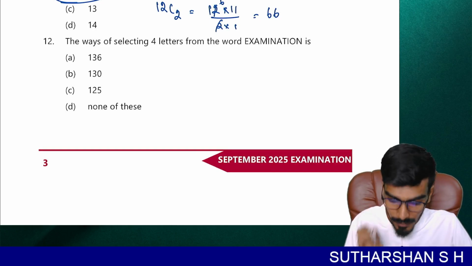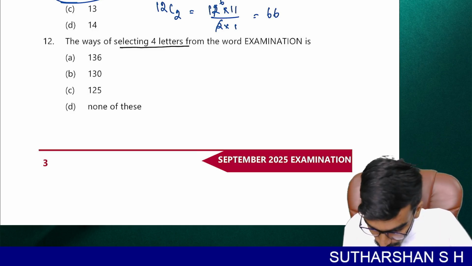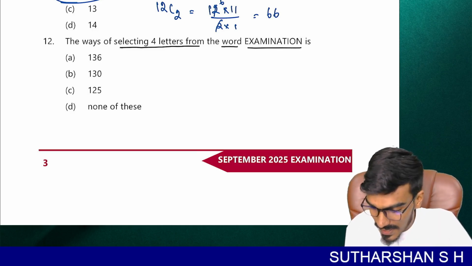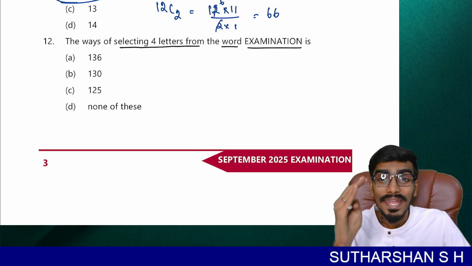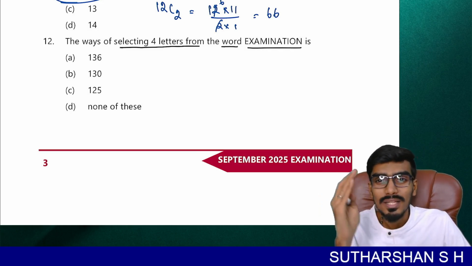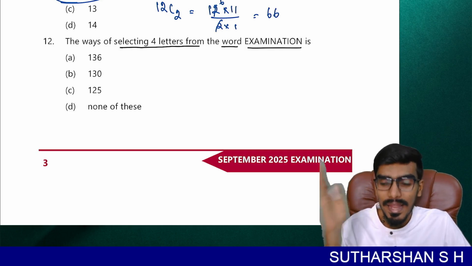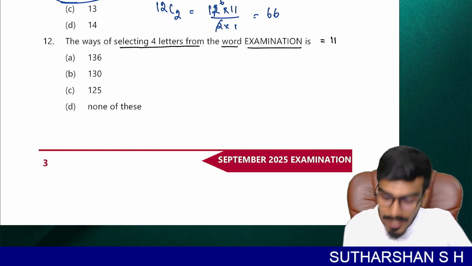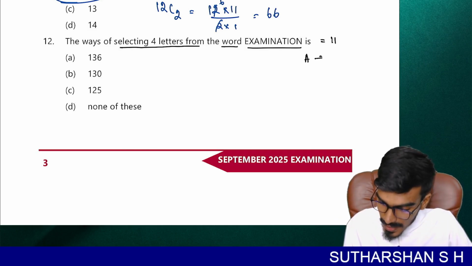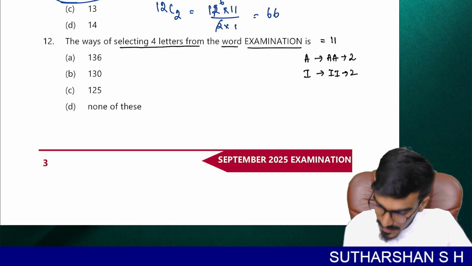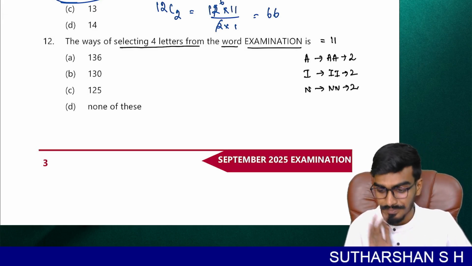What is question number 12? The ways of selecting 4 letters from the word EXAMINATION. How many letters are there? E, X, A, M, I, N, A, T, I, O, N. So total, I think it is 3, 6, 9, 11 letters. Out of which A has repeated twice. I has repeated twice. N has repeated twice.